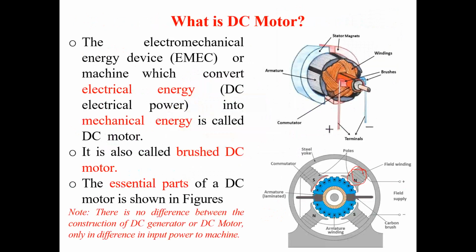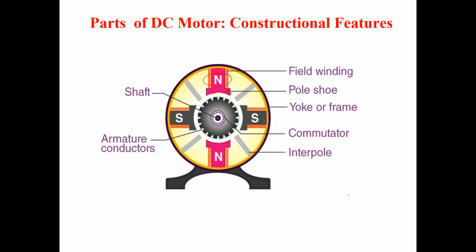The coil that starts positive from here goes here, then goes here, then here, and ends here. That means this will be the starting point, and this will be the finishing point for this coil.